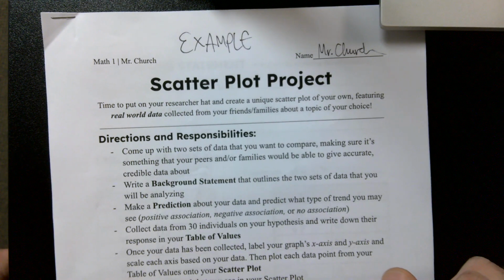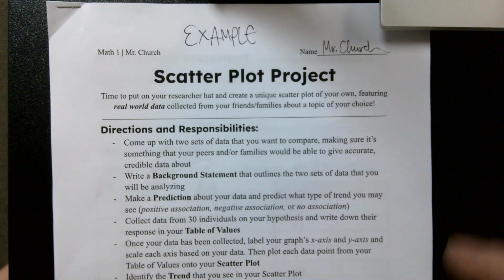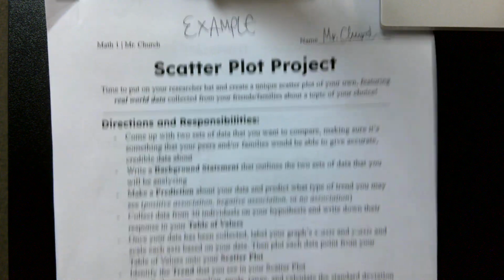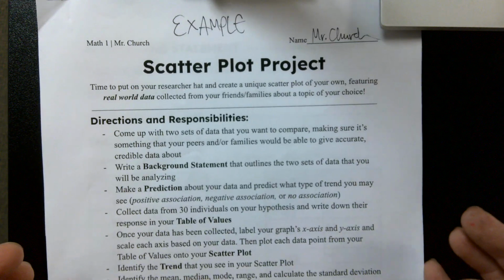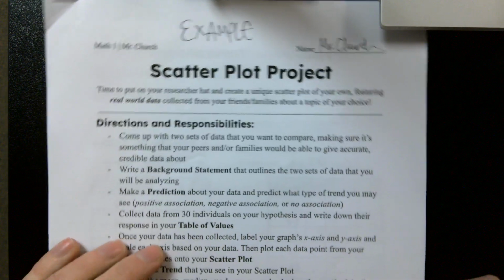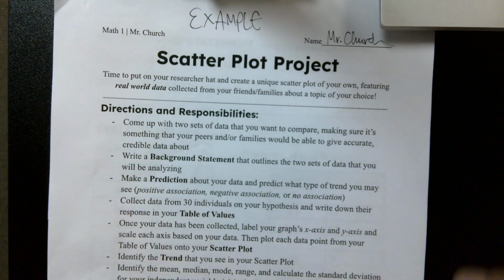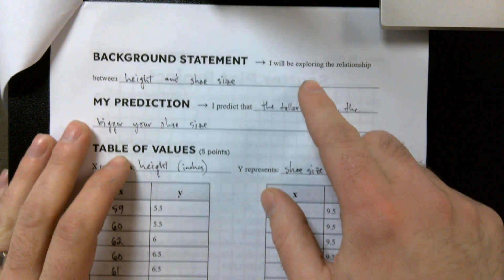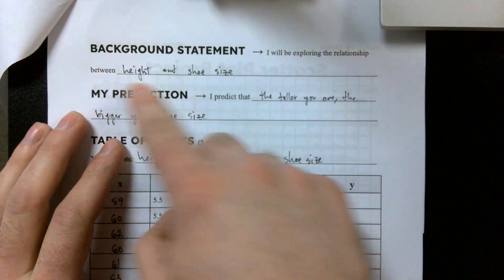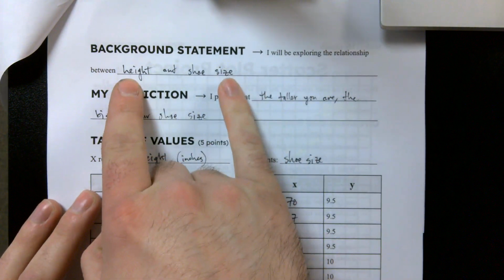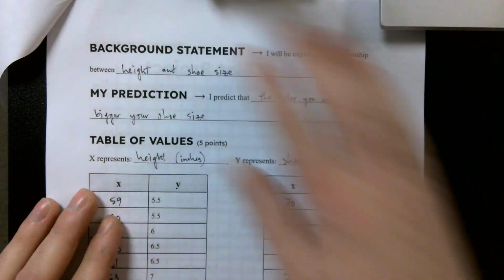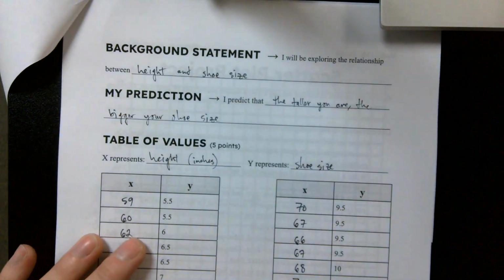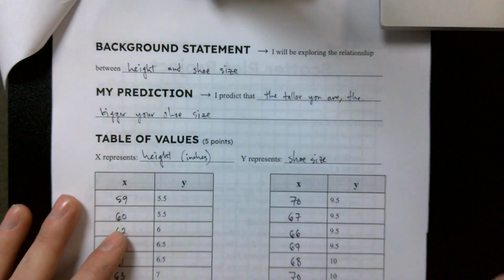I know questions are going to come up as you guys are working through this. Right now, the focus is coming up with what two sets of data you want to compare. Before you start, listen up. Before you start getting up and asking people and bothering them about how tall they are and all that kind of stuff, you need to get your background statement signed off by me. Okay? So when you come up with what you want, obviously don't use height and shoe size because you just saw that whole example. You can use height and something else. You can use shoe size and something else. That's totally fine. Just don't use height and shoe size, all right?